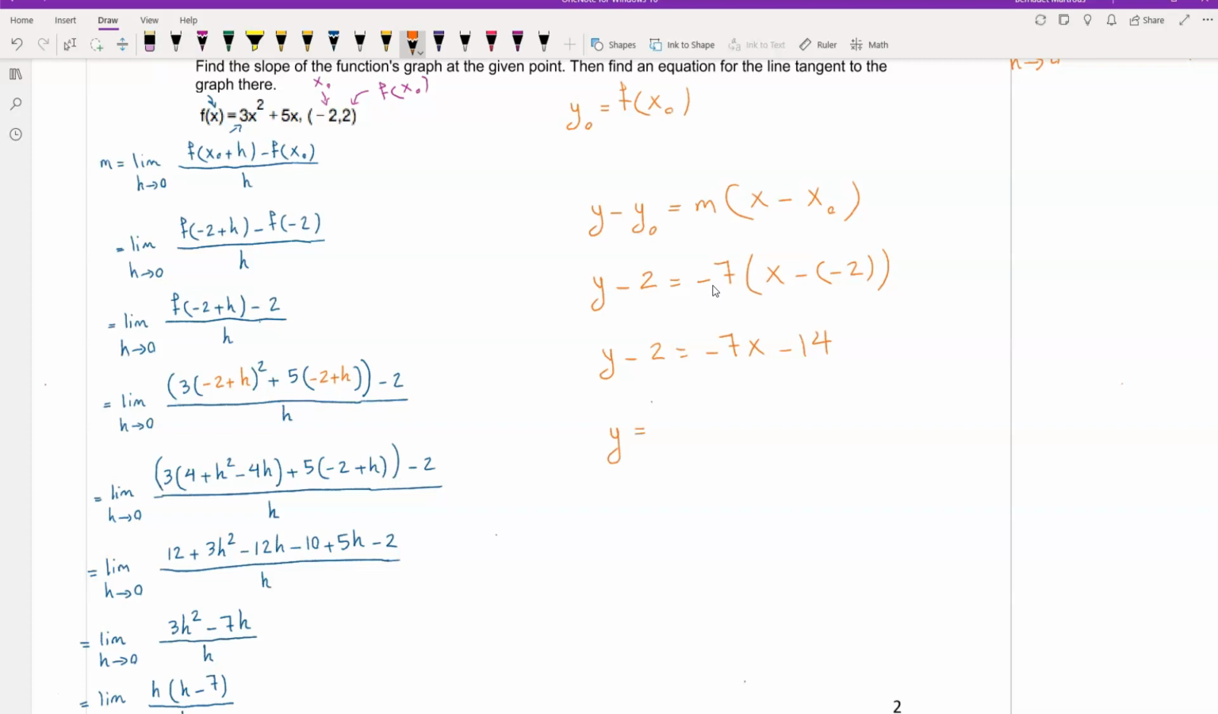Now y is equal to negative 7x. Here we have negative 14 plus 2, so that is negative 12. So this is our final answer for equation of the line.